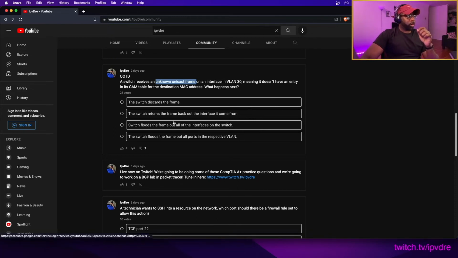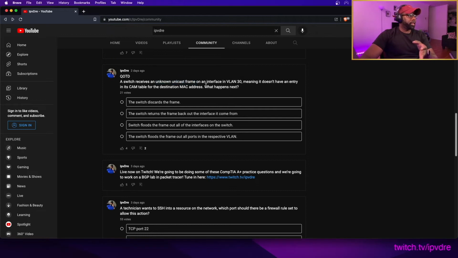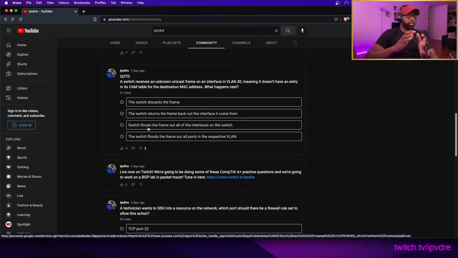This one is pretty close, right? That one is pretty close, and only 5%, because that one's kind of a red herring. This answer right here, the switch floods the frame out of all the interfaces on the switch. That was a red herring because of the simple fact that we have multiple VLANs, right? And since we have multiple VLANs, it's going to flood it out of all of the ports in the respective VLAN, which is VLAN 30.